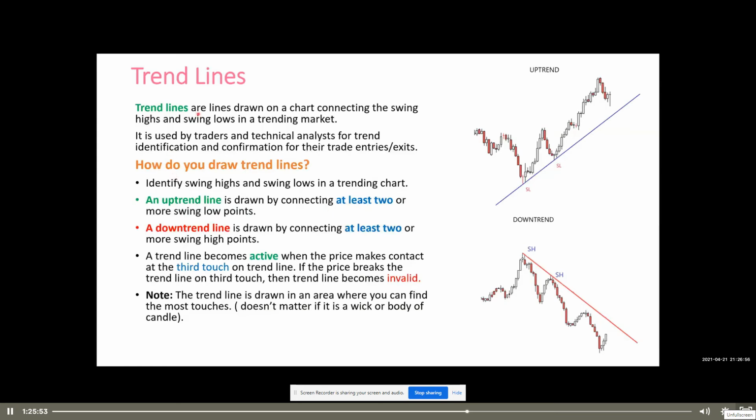So trend lines are lines drawn on a chart connecting the swing highs and swing lows in a trending market. It is used by traders and technical analysts for trend identification and confirmation for trade entries and exits. You guys can see that this is a typical higher high, higher low, right? This is an uptrend. This is a downtrend. A trend line is nothing but a line drawn on a chart.